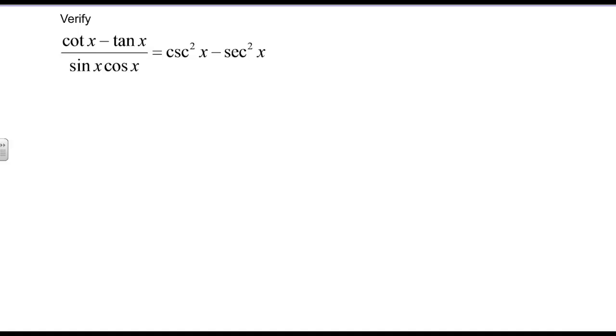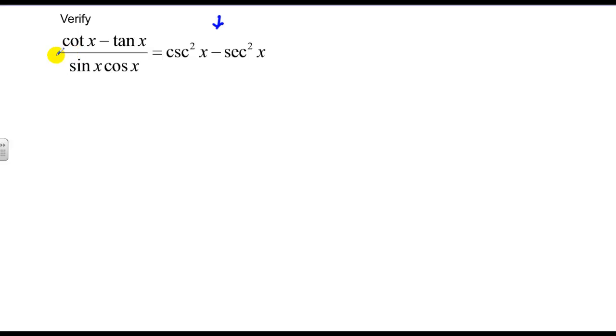Moving forward, we're going to try to get cotangent minus tangent over sine times cosine equal to this term. This might be a little bit more difficult. Cosecant squared minus secant squared. Looks like a Pythagorean identity, but it's not. I think I'll start by, well, I could go to all sines and cosines. That's always a possibility, but then I get a complex fraction. And I don't know that I have any choice. Let's go ahead and do that.